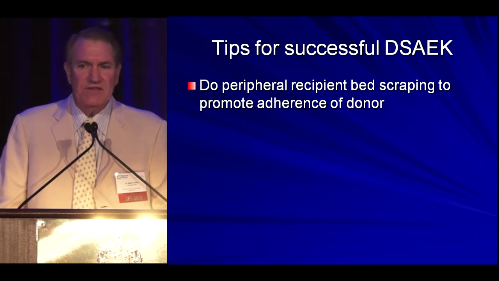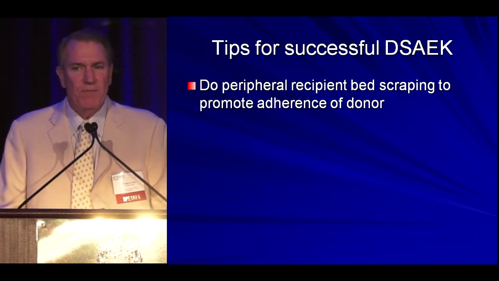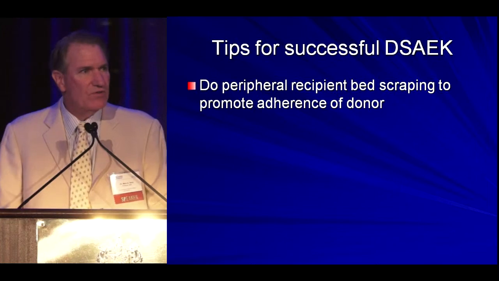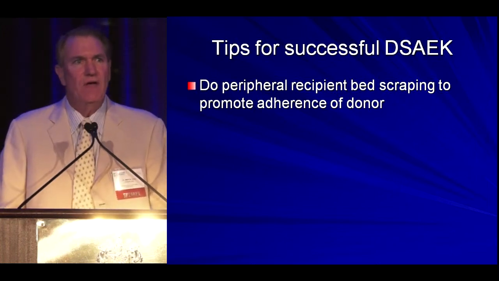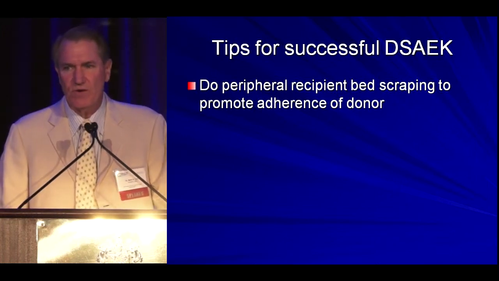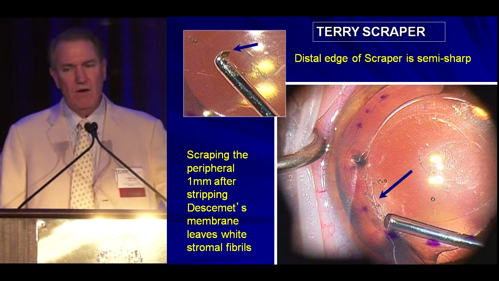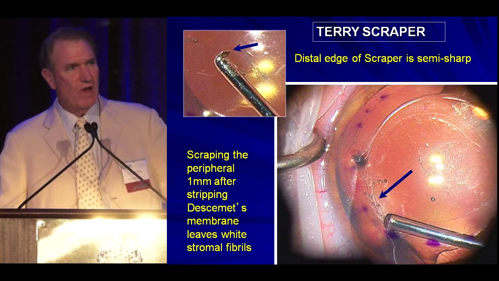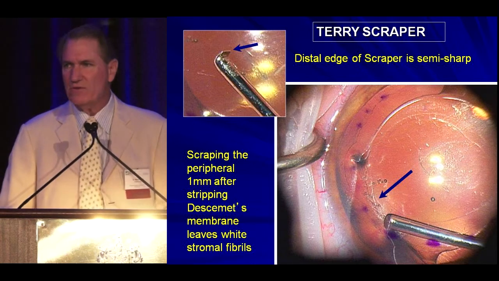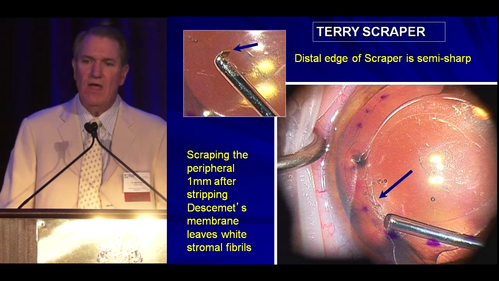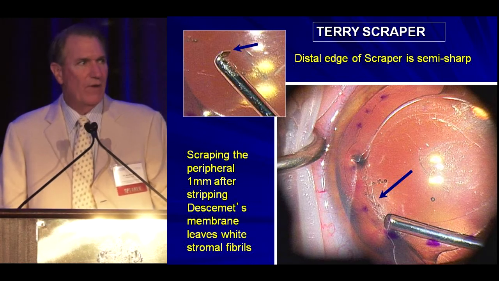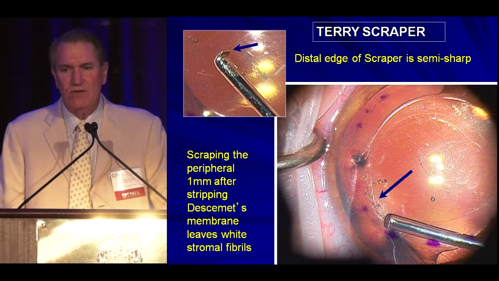Another tip for successful DSAEK is to do peripheral recipient bed scraping to promote adherence to the donor. We do this routinely for the past 14 years of doing this endothelial keratoplasty surgery. We do use a Terry scraper. However, there's many scrapers out there. Mike Bellin's got a scraper. Thomas John's got a scraper. There's multiple companies that make scrapers now that enable you to scrape the periphery and get better donor adhesion.